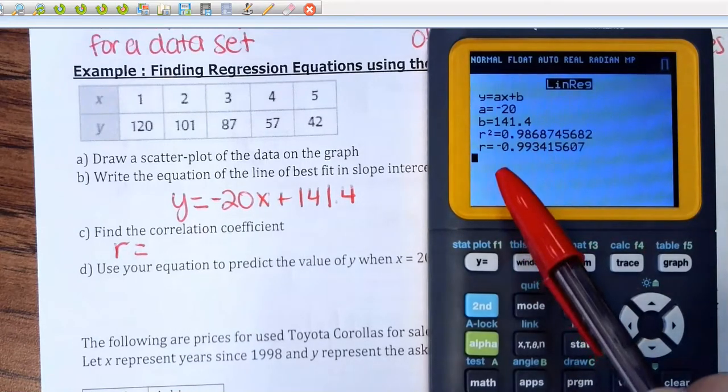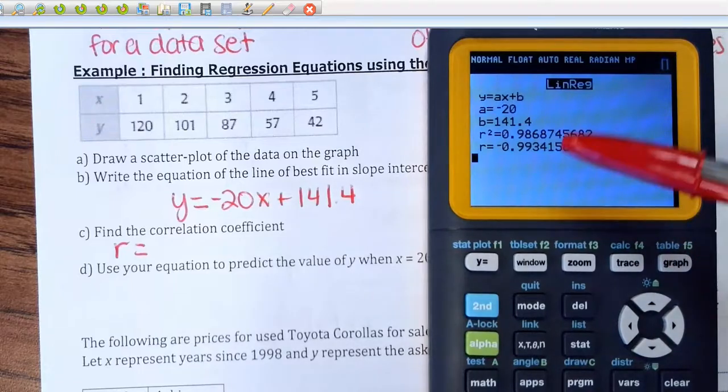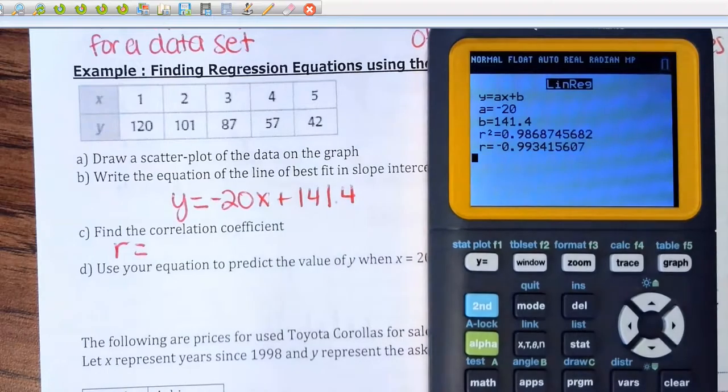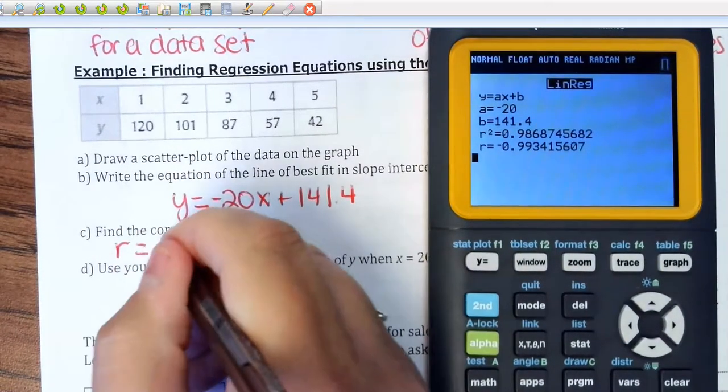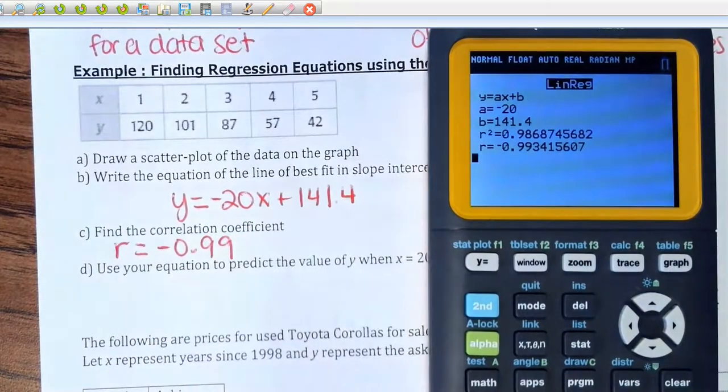You'll talk about R squared when you guys get to the next level of math, but the R for us, you can see this is negative 0.99. That is a super strong, I'm going to round that to the nearest hundredth there. That is a very strong negative correlation. If it was -1, that would be a perfect negative correlation. So very strong right there.